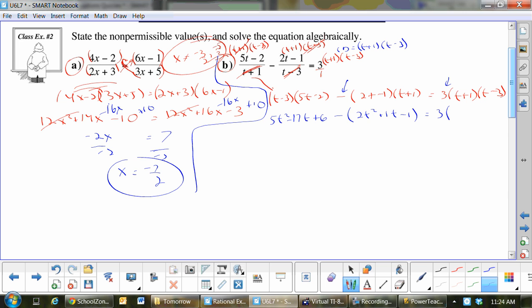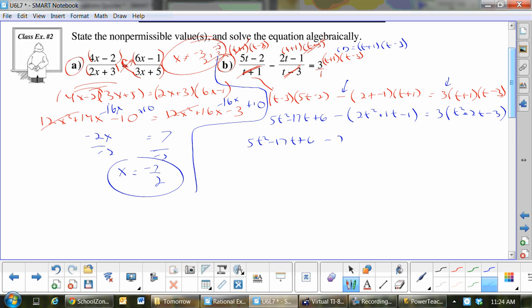Now that's t squared, okay, minus 3t minus, or plus 1t is minus 2t minus 3. Okay, so you always have to FOIL before you get that number in. Now I'm going to take a whole new step to get the negative in and get the 3 in. So this isn't changing, 5t squared minus 17t plus 6.